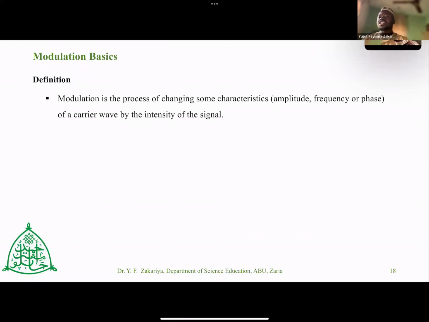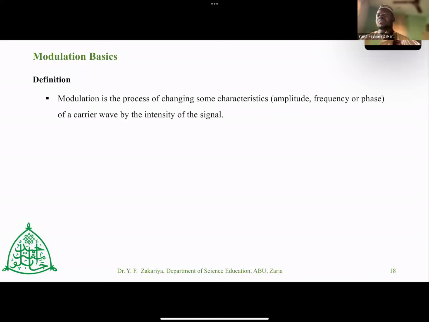So one of these fundamental things they engage in is what we call modulation. What is modulation? It's the process of changing some characteristics of a carrier wave by the intensity of the signal. So we have a carrier wave. Remember, maybe in some physics courses you did, you have seen something on waves before. So we have the sine wave, the cosine waves, and stuff like that. Then we'll talk about the characteristics of the wave, like the amplitude, the frequency, and the phase. How high is the wave, or how many cycles the wave completes, or the phase angle. So these are the characteristics of the wave.